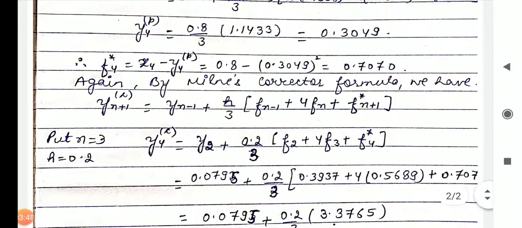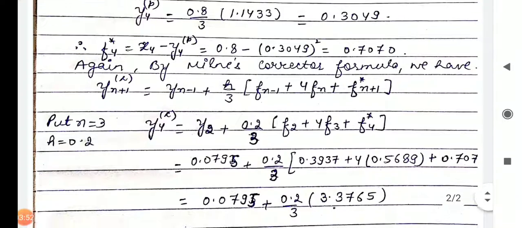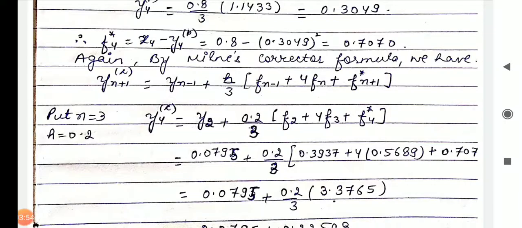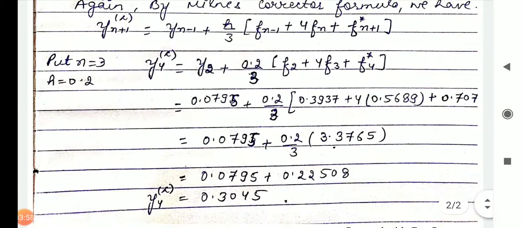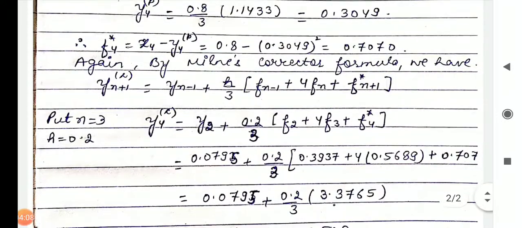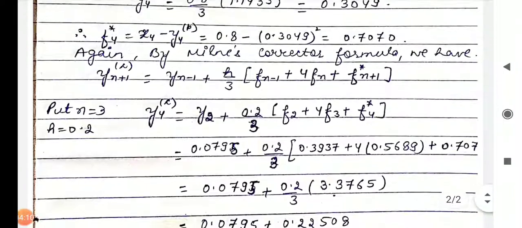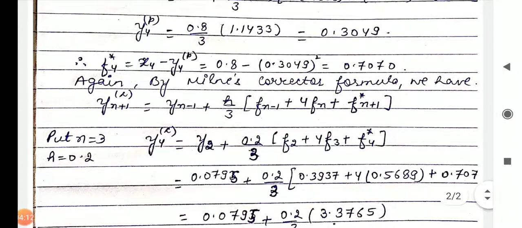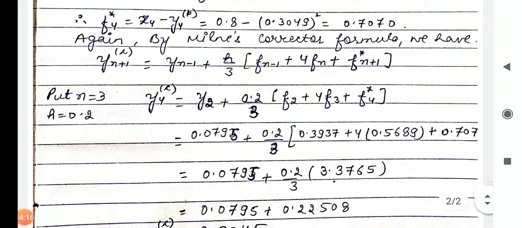Again by Milne's corrector formula, we have written the formula. We have put the value of n as 3 and the value of h as 0.2 and substituted the values calculated above. So we get the corrected value of y4 as 0.3045. Here we observe that there is not much difference between the predicted value of y and the corrected value of y. These two values are in the same range with minor changes.